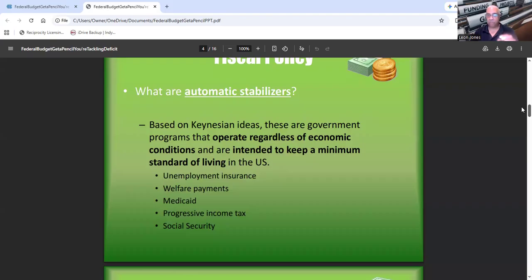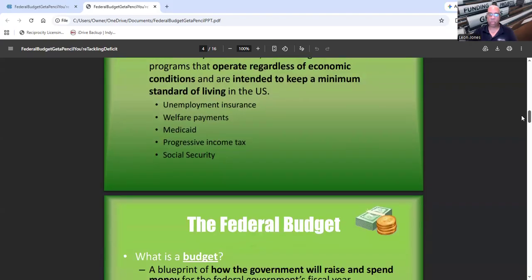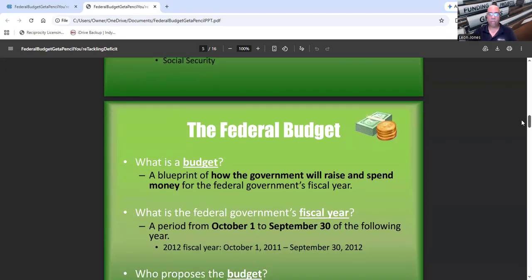But basically, the Keynesian ideas, they help stabilize the economy. That's why you have your unemployment insurance, your welfare payments, your Medicaid, your progressive income tax, and of course, your Social Security. Then we talk about the federal budget.